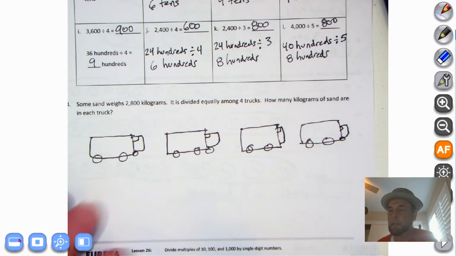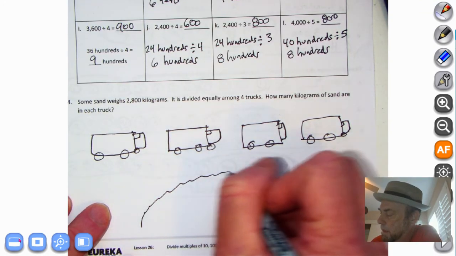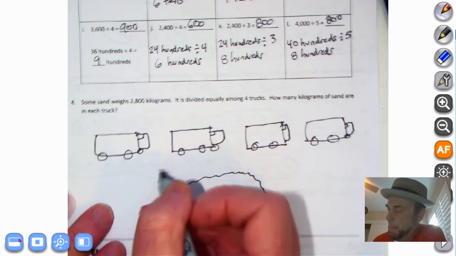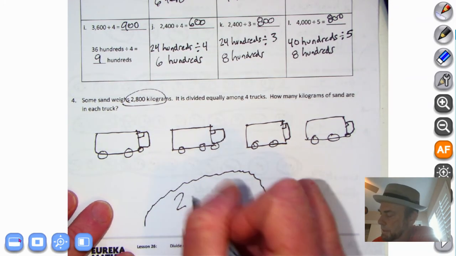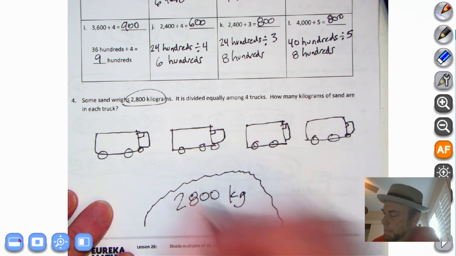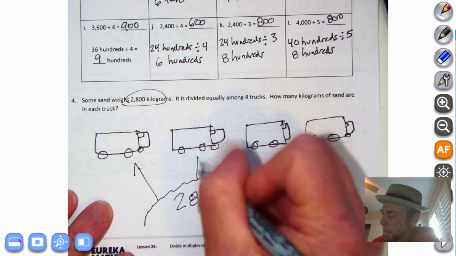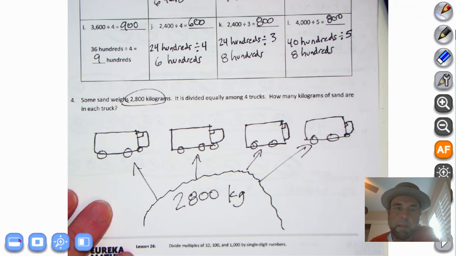Now, what we're doing with these trucks is we're taking a big pile of sand. How much does that sand weigh? 28 hundred kilograms. We need to put equal amounts into each truck. Okay? So they're divided equally.